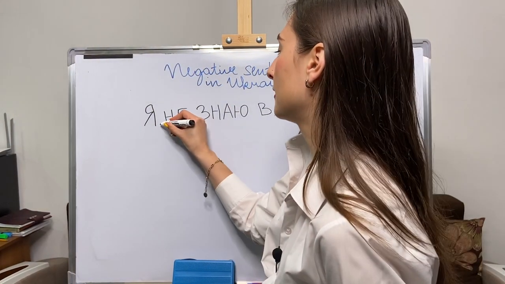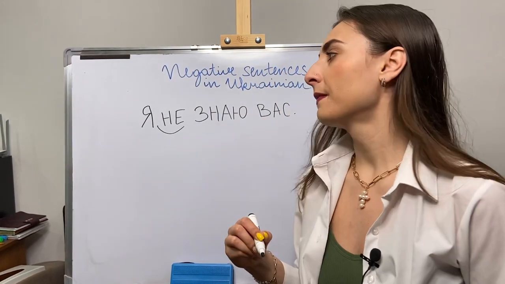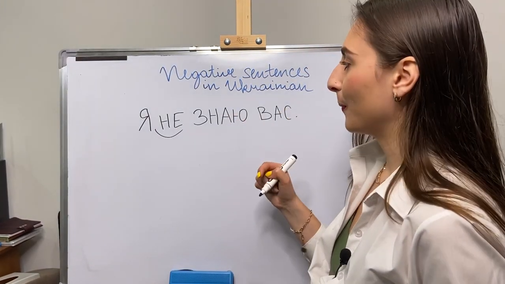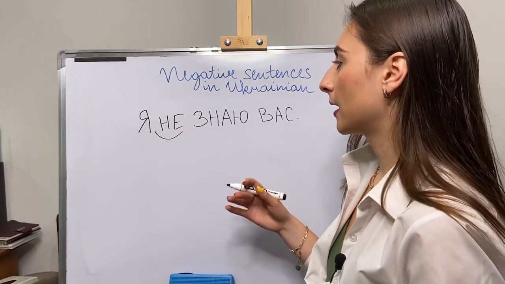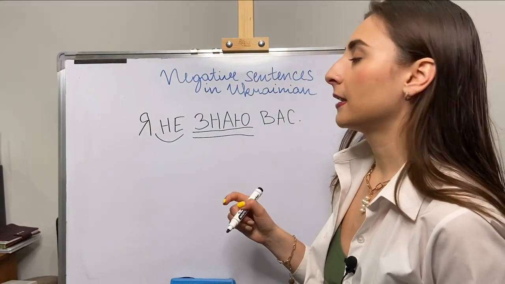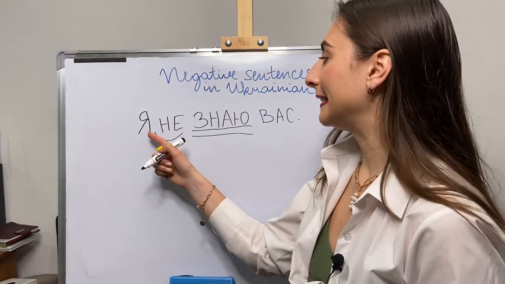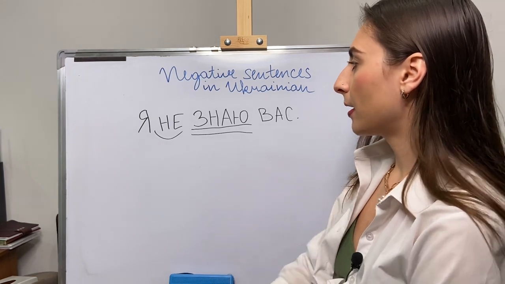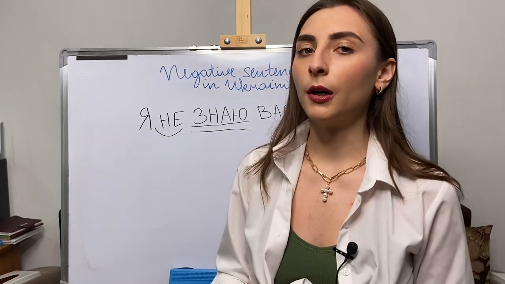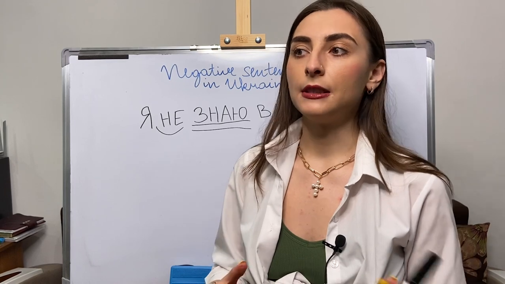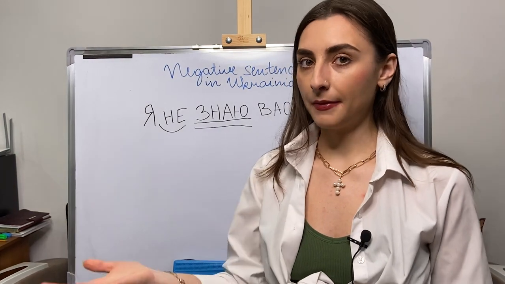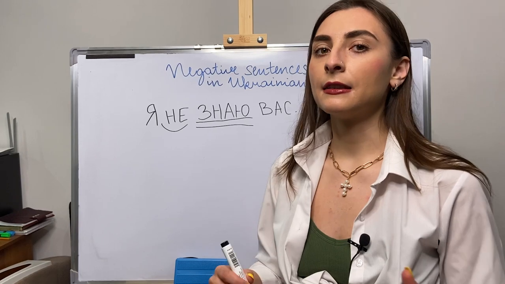So you can see I use this negative particle не, that means not, and literally it sounds I not know you. Pay attention that you put this negative particle in front of the verb, and this is the verb here, and it is conjugated, and it is in agreement with the personal pronoun я, that means I. That's very important. So you can see in English, when you need to make negative sentences, you use auxiliary verb do or does, or for example did in the past tense. But in Ukrainian language, we just use this negative particle не, or for example, she doesn't like that.